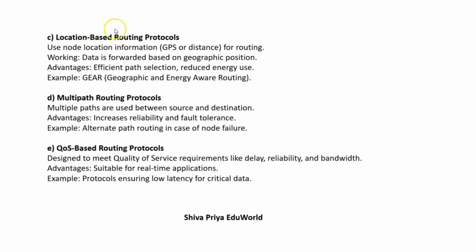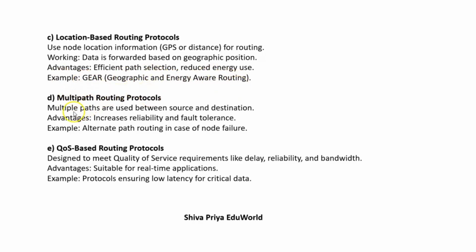And the next one is location based routing protocol. It uses node location information, GPS or distance, for routing. How it works: data is forwarded based on the geographic position. The advantages are efficient path selection, deciding which path we have to go, and it reduces the energy use as well. For example, GEAR, that is geographic and energy aware routing.